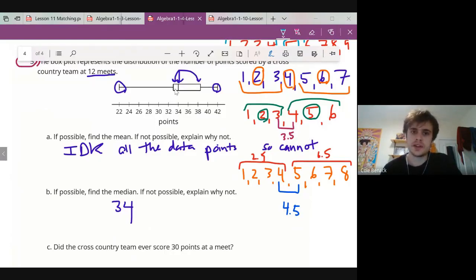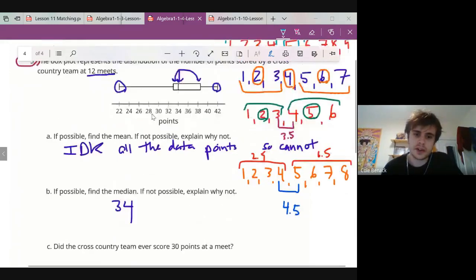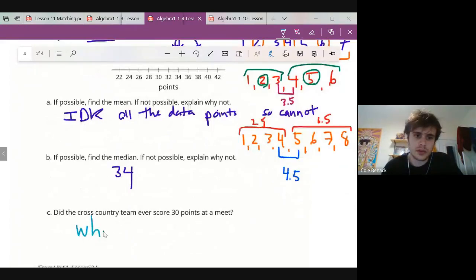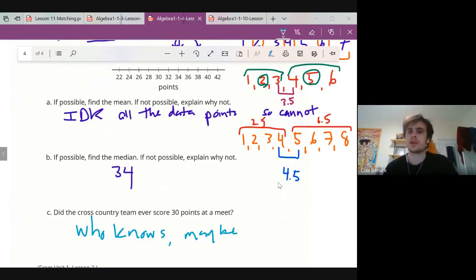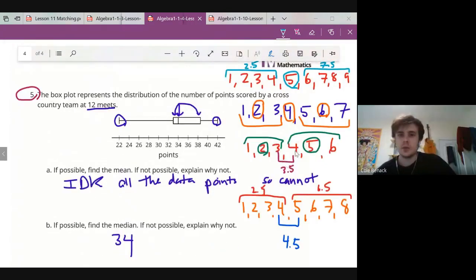But you can never trust any of these dashes to know that there had to have been a meet where they had 34 points, or had to have been a meet where they had 33 points. Min and max are the only numbers I know have to be those. So did they ever score 30? Well, it's not the min or the max, so who knows? Maybe. All right, we just did a pretty intense job explaining the different cases you could have here, whether or not any of those lines actually represent something that actually happened.